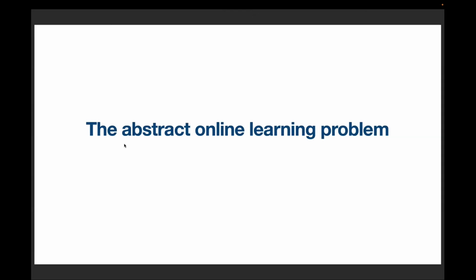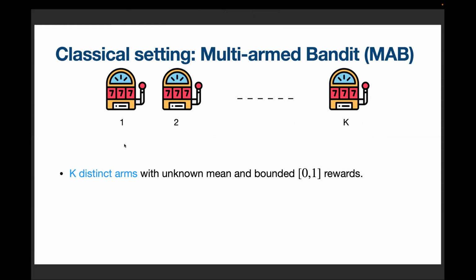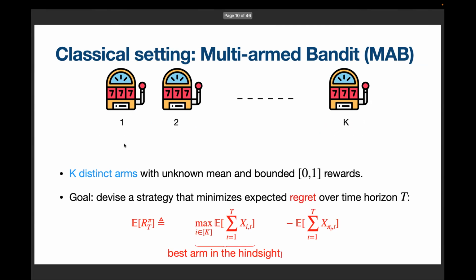To introduce that, let me start with the classical setting of the multi-armed bandit problem, just to introduce some notation, and later I will talk about the novel twist of this paper. In the classical setting, we have k distinct arms with unknown mean, and let's say bounded 0-1 reward. Then we want to devise a strategy that minimizes the expected regret. The expected regret is simply the expected mean of the best arm in hindsight minus the expected reward of any policy that we choose.